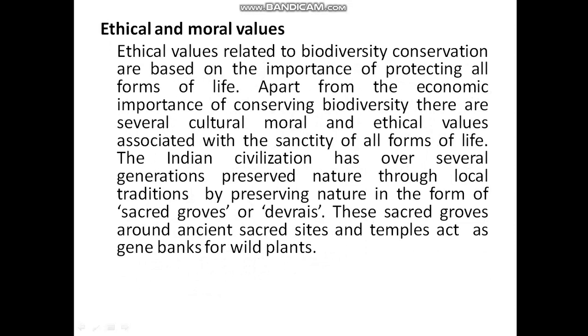If we go for ethical and moral values related to biodiversity, ethical values related to biodiversity conservation are based on the importance of protecting all forms of life. Apart from the economic importance of conserving biodiversity, there are several cultural, moral, and ethical values associated with the sanctity of all forms of life. The Indian civilization has, over several generations, preserved nature through local traditions by preserving nature in the form of sacred groves or devrais. These sacred groves around ancient sacred sites and temples act as gene banks for wild plants.